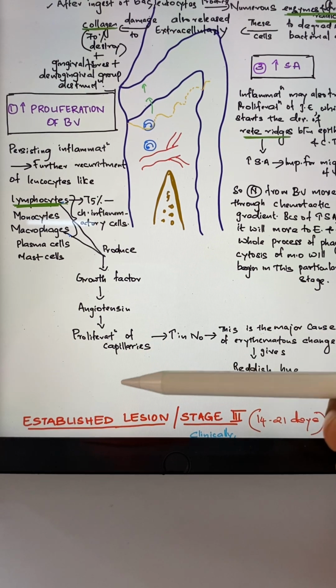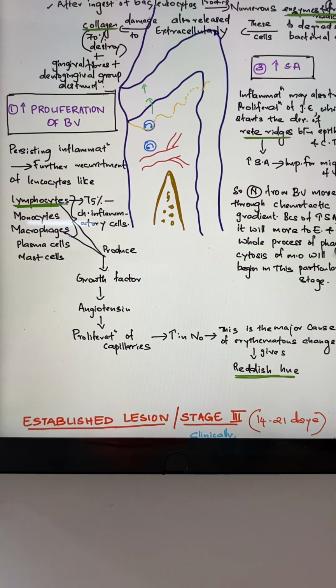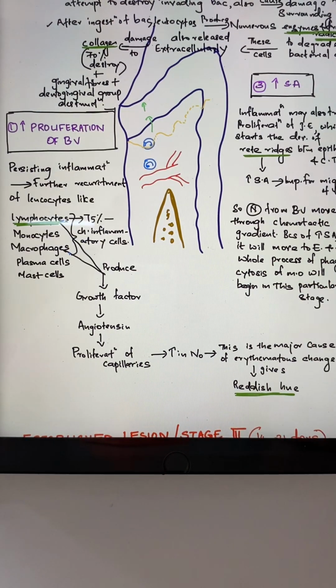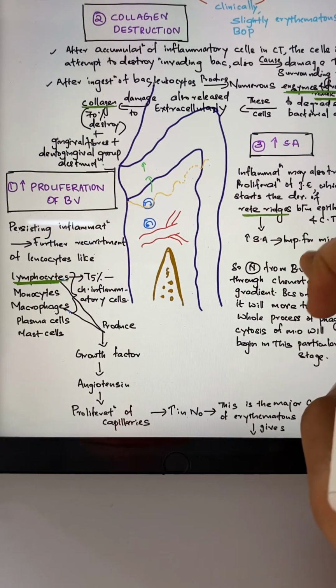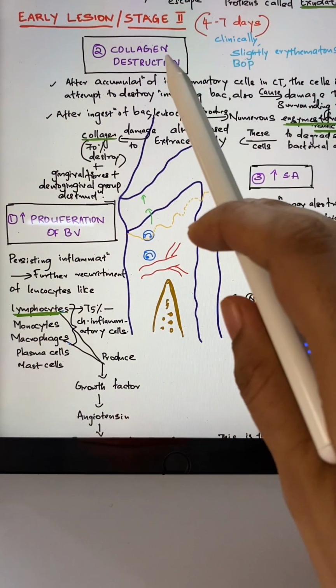So there will be an increased number of capillaries. This is the major cause of the erythematous change that gives the reddish hue. Then we can see the collagen destruction.